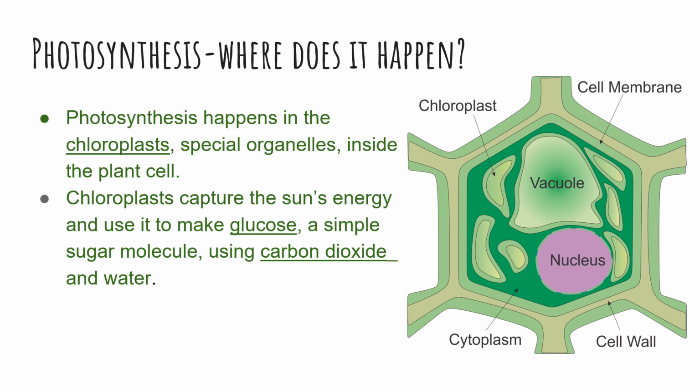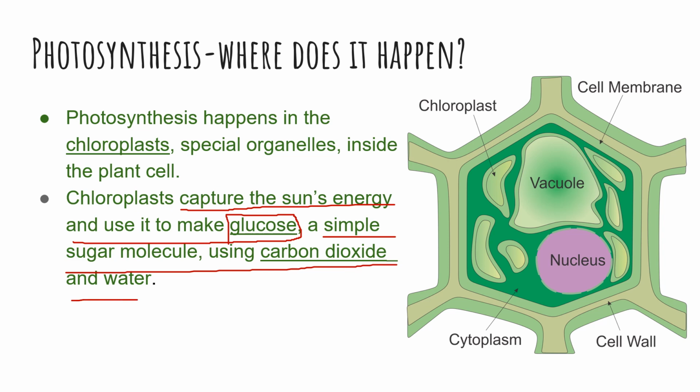These little organelles, they capture the sun's energy and use it to make glucose. Okay, this is the big deal right here, which is a simple sugar molecule, using carbon dioxide and water. Okay, so we mentioned before, and we'll get to it later on, that carbon dioxide is what goes into the plant cell for photosynthesis to happen, and we'll go a little more in detail about that in a little bit.